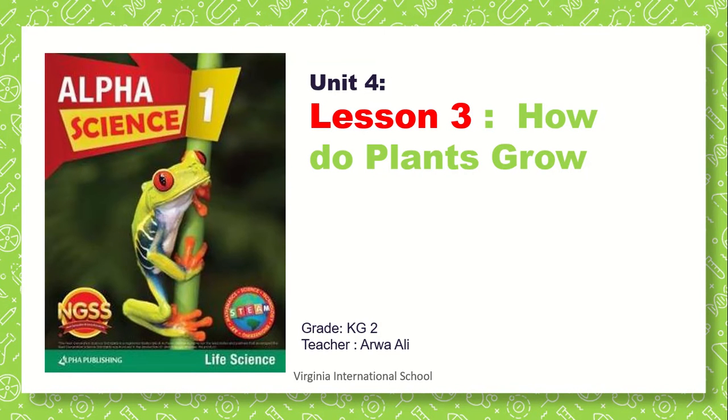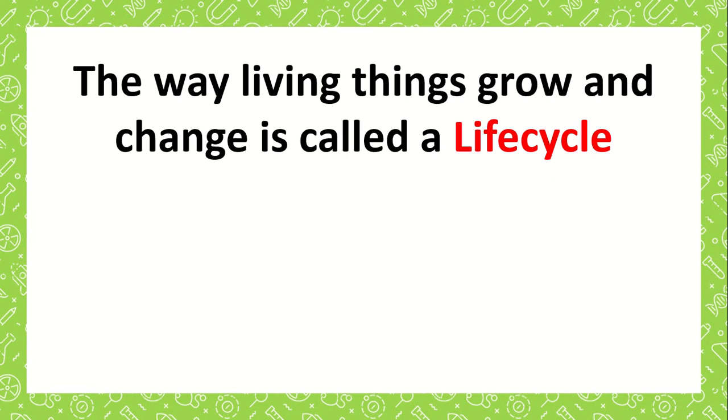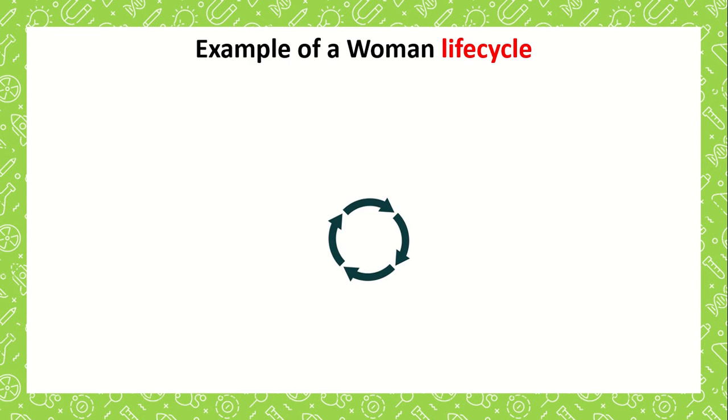Hello everyone, this is Unit 4, Lesson 3, How do plants grow? So how do plants grow? The way living things grow and change is called a life cycle. A cycle is something that keeps repeating itself. Let's look at this example of a woman's life cycle.